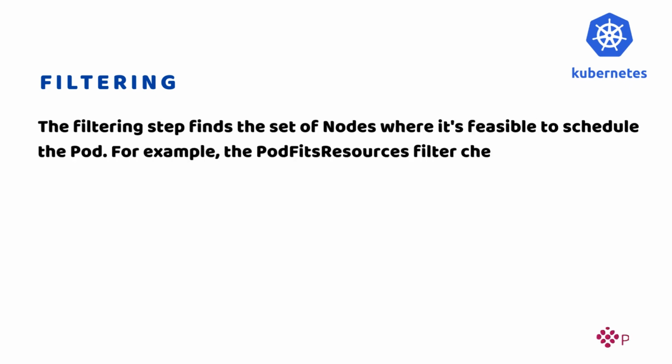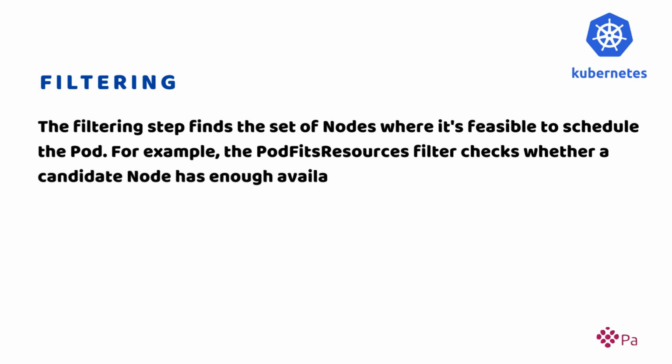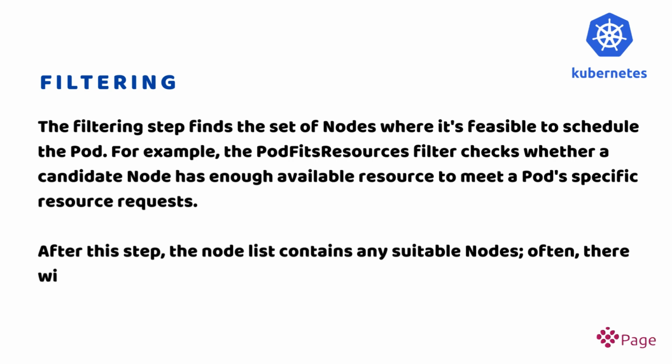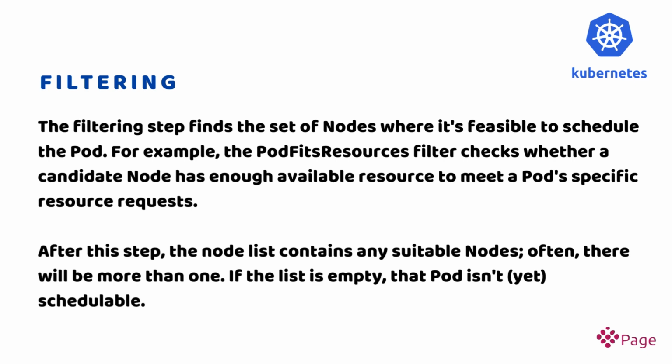For example, the pod fits resources filter checks whether a candidate node has enough available resource to meet a pod-specific resource requests. After this step, the node list contains any suitable nodes. Often, there will be more than one. If the list is empty, that pod isn't yet schedulable.